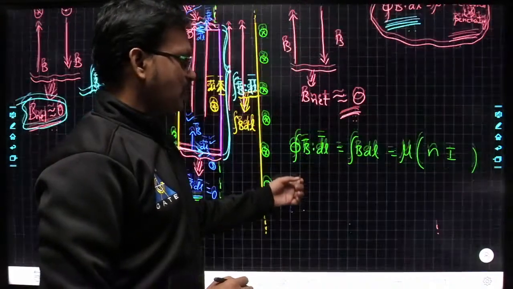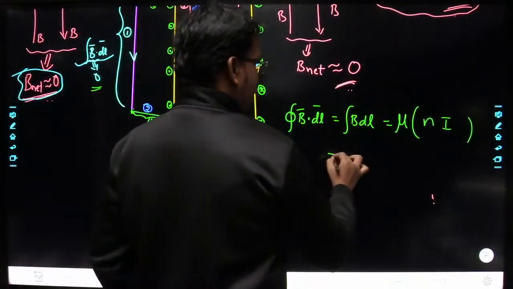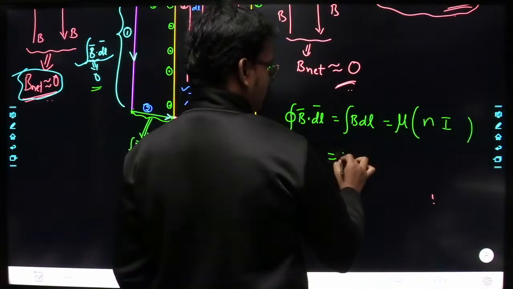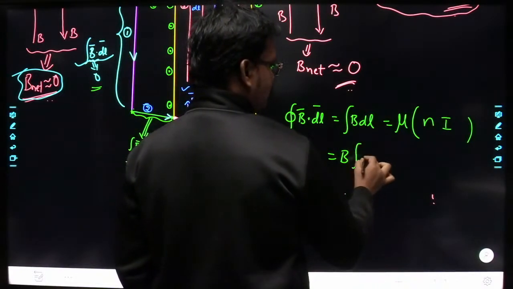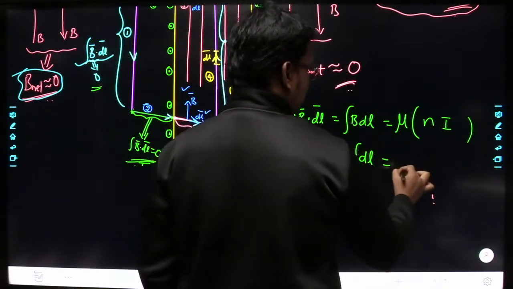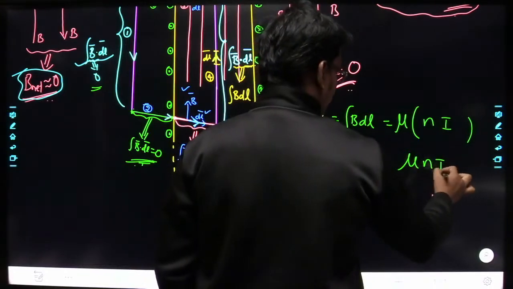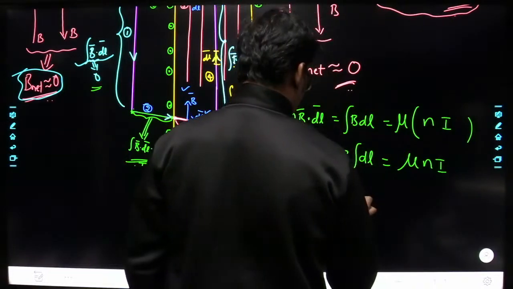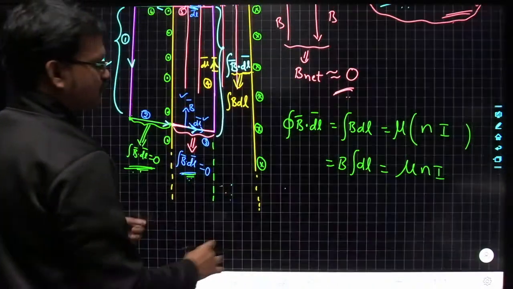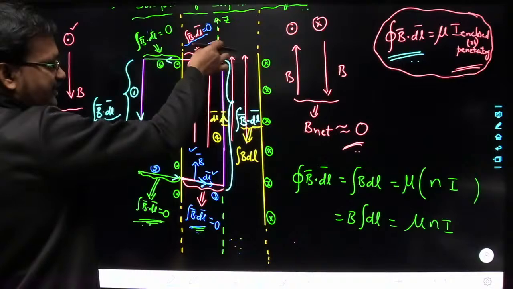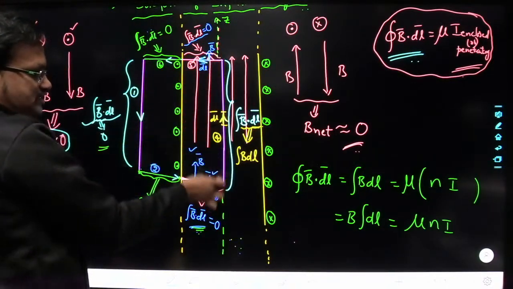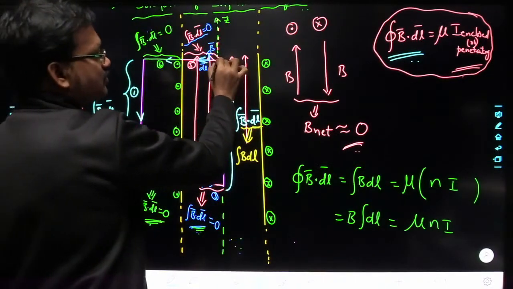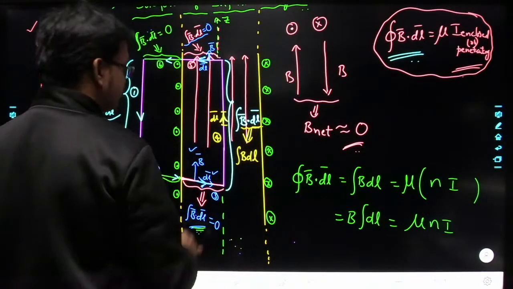Now here, if I take B bar outside the integration, then what you are going to get is B times integral dl, which is equal to mu into nI. So integral dl is nothing but the length of this line here. So let us say the length of this line.